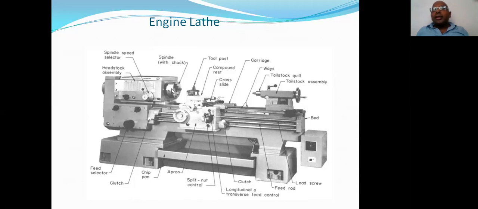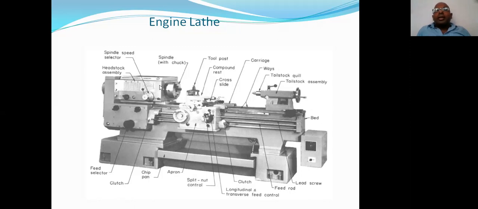As the engine lathe is used to produce even larger components, in order to hold those larger components, generally either a 3-jaw chuck or 4-jaw chuck is assembled to that rotating center. The headstock spindle has an external thread. So on that external thread of the spindle, this 3-jaw chuck is assembled.